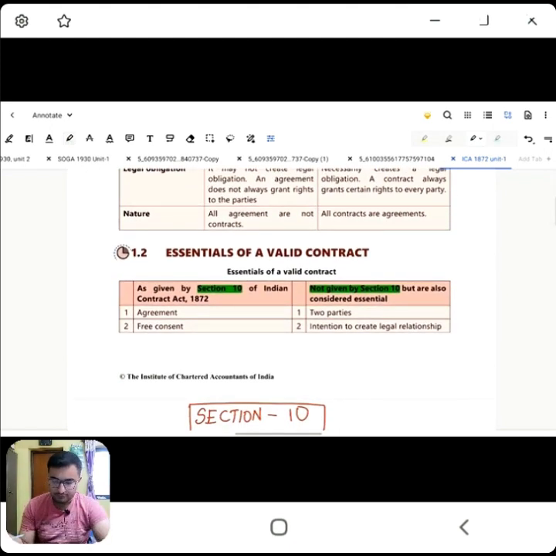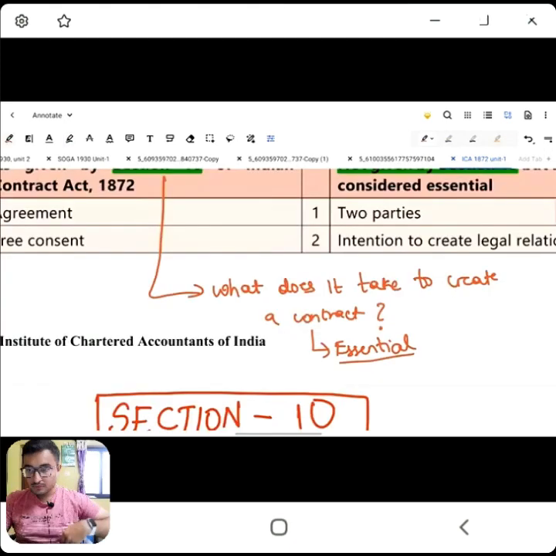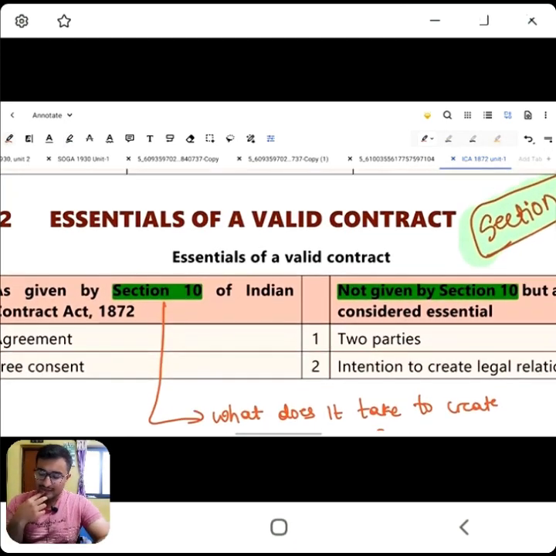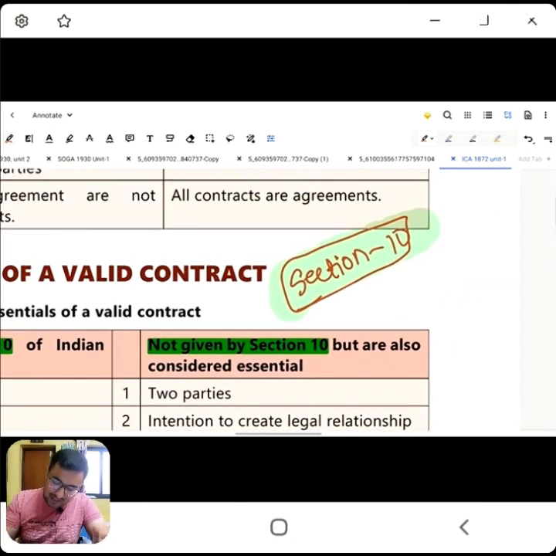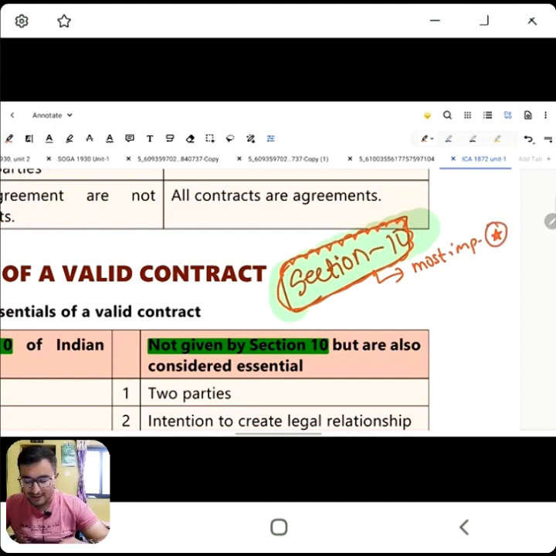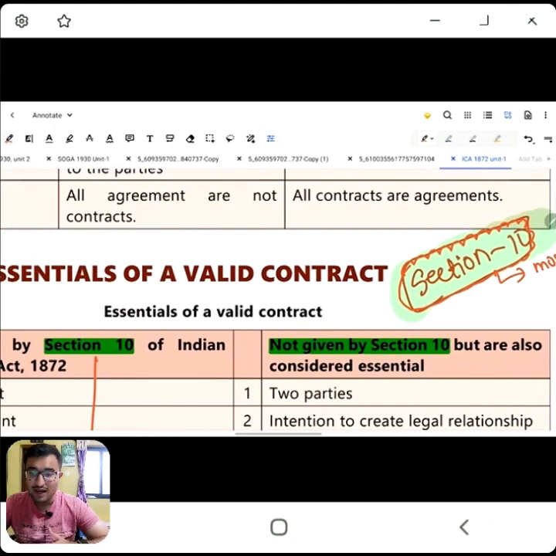Now that we have understood what a contract is, now that we are very clear about it, we need to start a detailed discussion of the Indian Contract Act. We are starting with section 10 of the Indian Contract Act. This section is the most important section of your entire Indian Contract Act. Therefore, you cannot forget this section till your last breath, right?